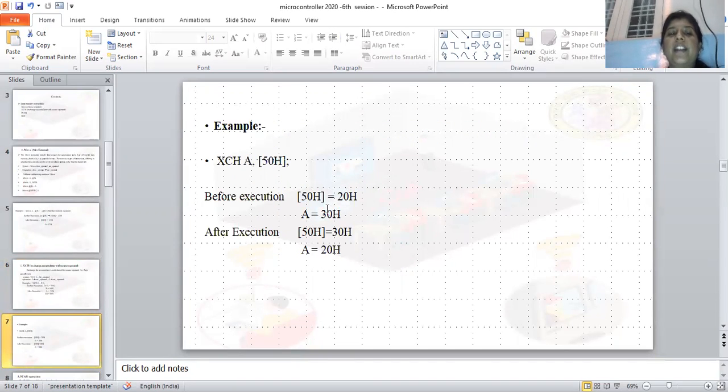Consider one more example for this exchange instruction, XCH A, 50H. It is an example for direct addressing mode. Here the memory location is directly written in the instruction. Before execution, consider 50H is equal to 20H and the accumulator A is equal to 30H. Then after the execution, 30H goes to the 50H memory location and 20H goes to the accumulator register.